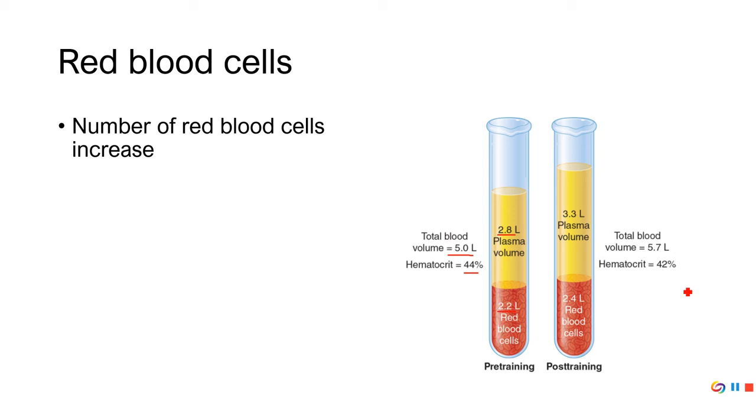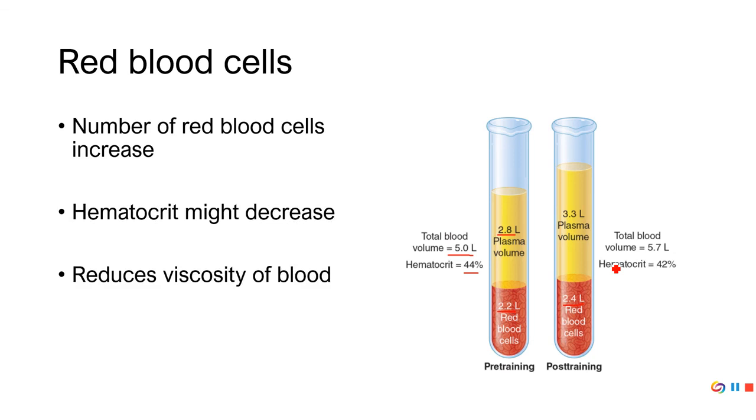Okay. Well, we've increased plasma volume from 2.8 to 3.3. And we've increased the number of red blood cells from 2.2 to 2.4. That's about a 10% increase. Now notice that because plasma volume increases a little bit more, our hematocrit actually drops. But we've got more red blood cells. If we've got more red blood cells, we can hold on to more oxygen. But there's a benefit to having a lower hematocrit in that the blood won't be quite as viscous, which means it'll have an easier time to flow. So the heart doesn't have to work as hard, and now we're delivering oxygen more efficiently.